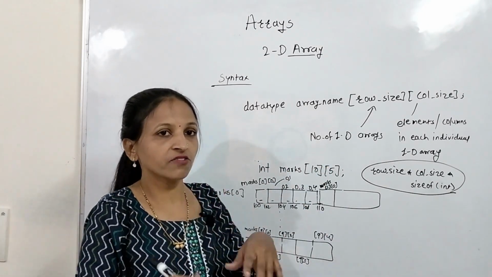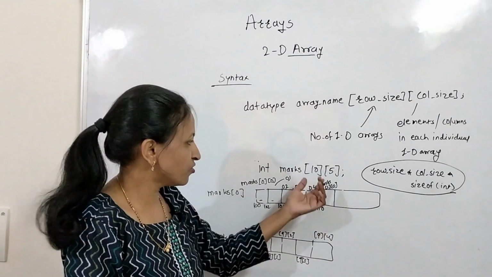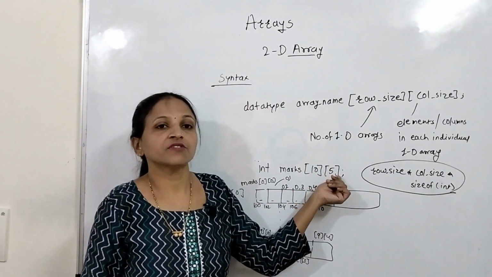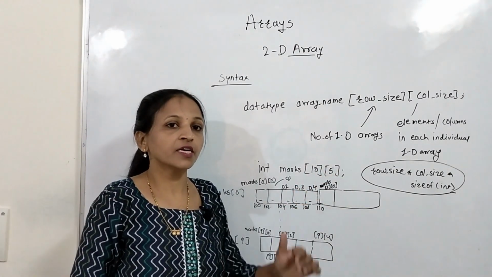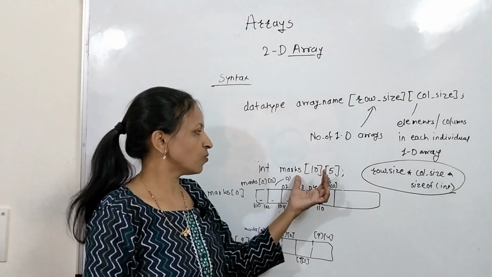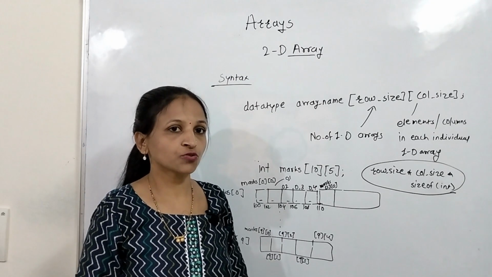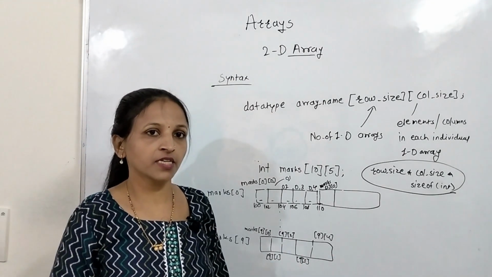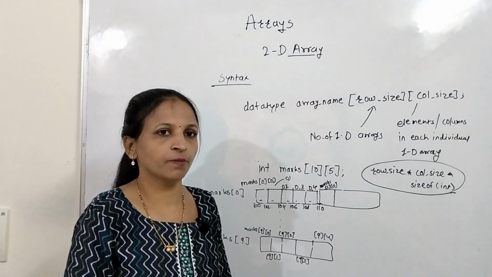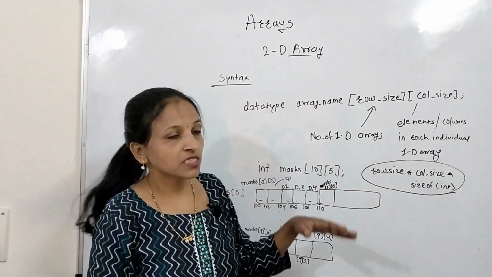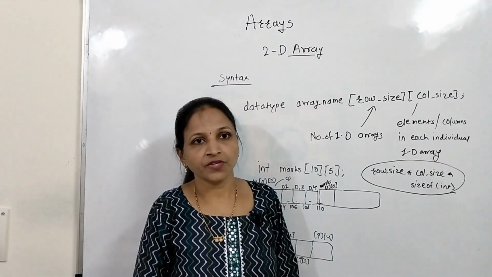Here I am considering one integer is taking 2 bytes, then 10 into 5, that is 50 into 2, 100 bytes will get allocated for that whole array, and all elements of that array will get stored contiguously. That is again the same thing just like a 1-dimensional array. A 2-dimensional array is an array of arrays in this way.